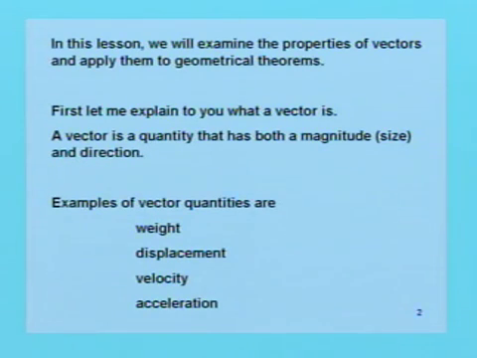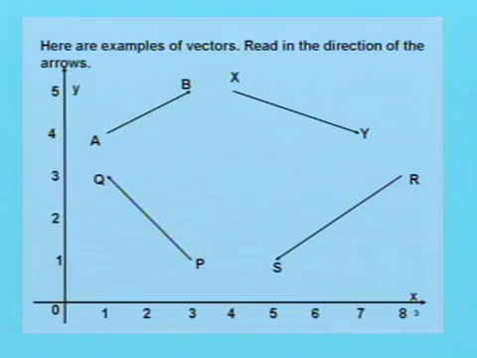A vector is a quantity that has both a magnitude, that is size, and direction. Examples of vector quantities are weight, displacement, velocity, acceleration. Here are examples of vectors, pictorial representation of vectors. Read in the direction of the arrows.